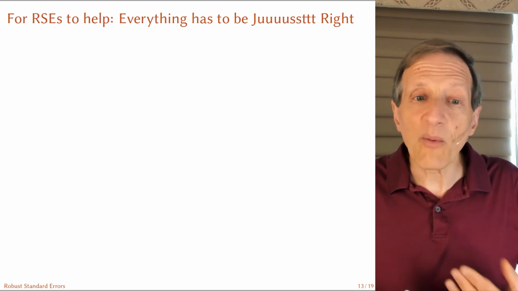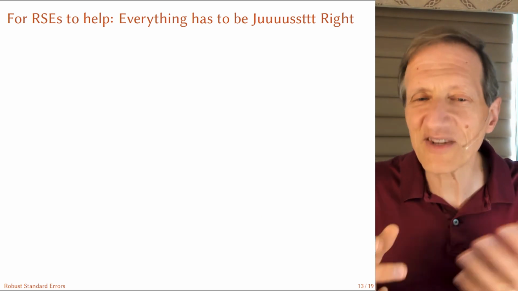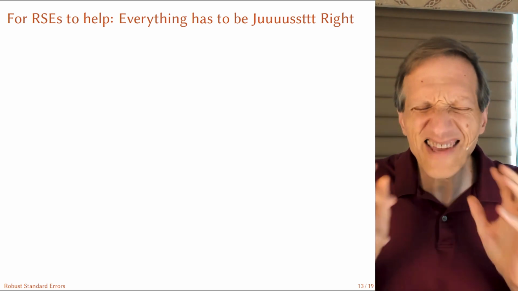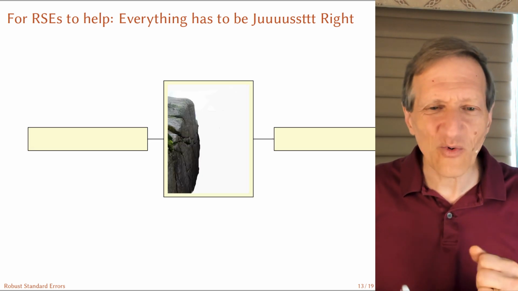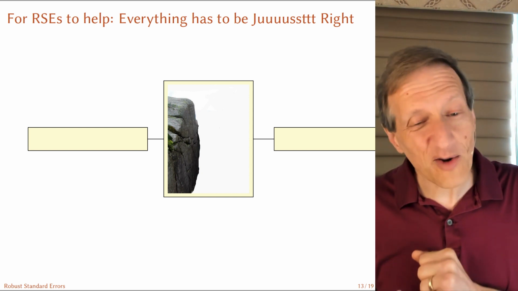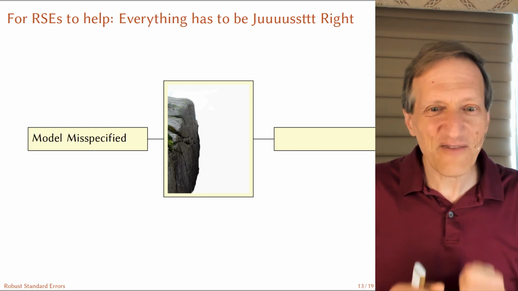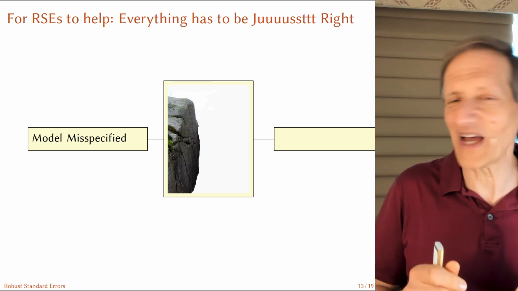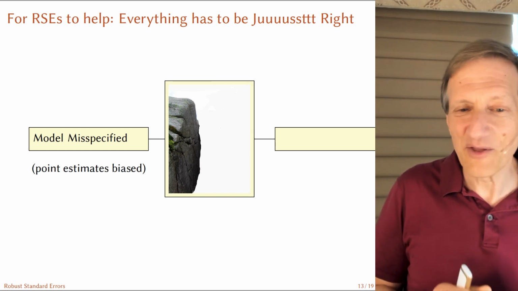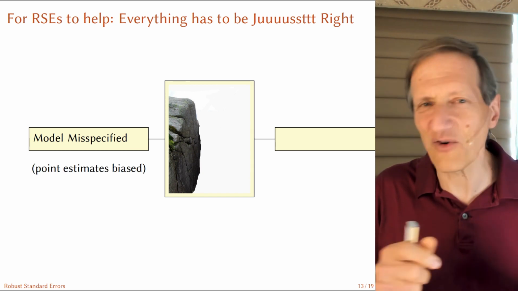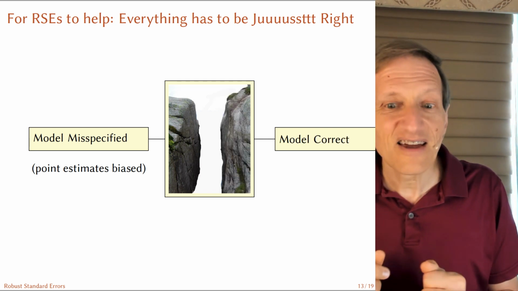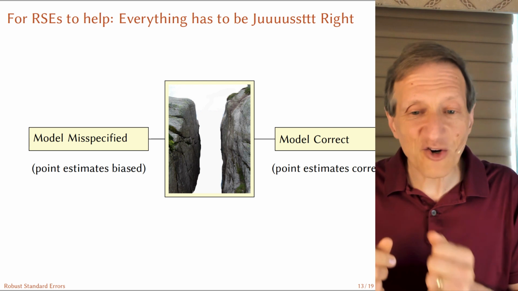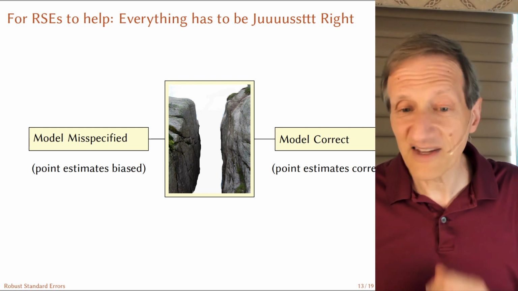So for robust estimators to help, just to give you a feel for this, everything has to be just right. So we're going to give you a rock, and we're going to give you a hard place. If the model's misspecified, you're on one side, you don't want to be there. The point estimates of any relevant quantity of interest could be biased. On the other side, the model's correct. And if the model's correct, your point estimates are correct, everything's great.